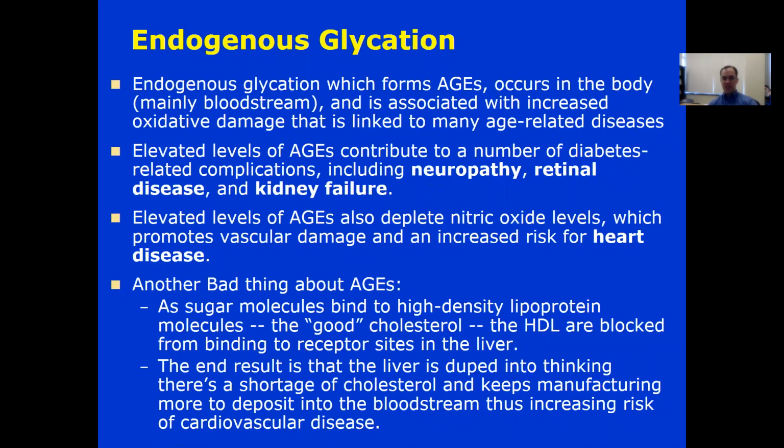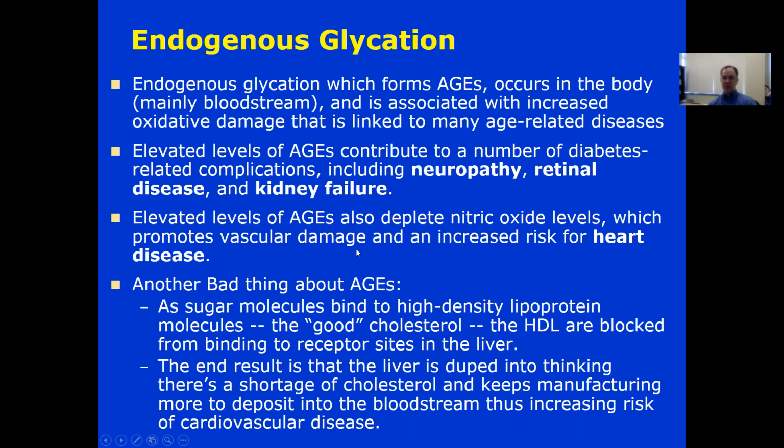So endogenous glycation, again, forms AGEs, which occurs in the body, mainly in the bloodstream. It's associated with oxidative damage that is linked to many age-related diseases, such as neuropathy, retinal disease, and kidney disease. All of these we've touched on before.